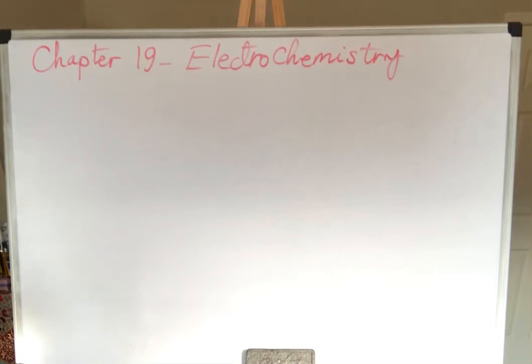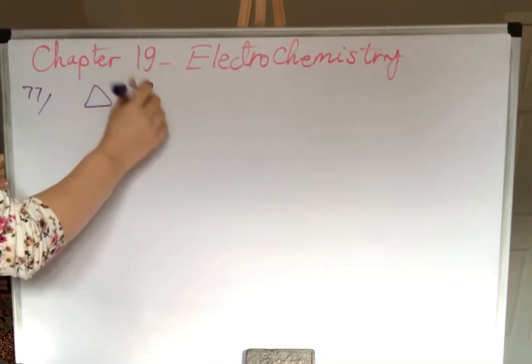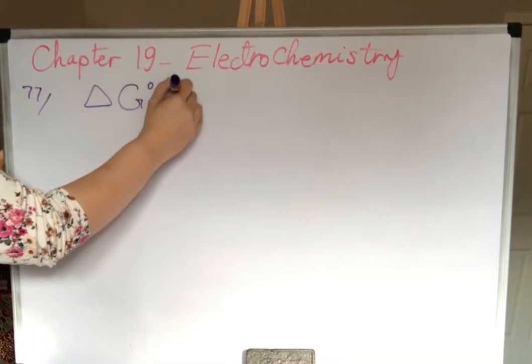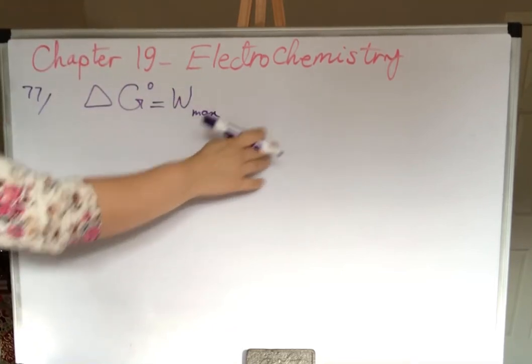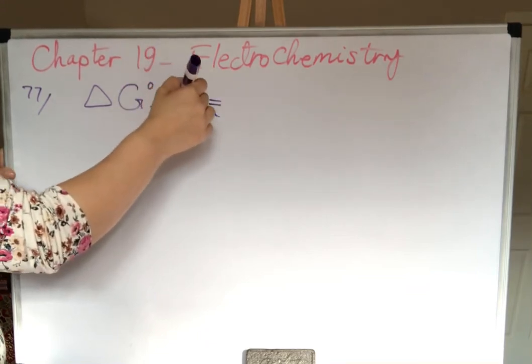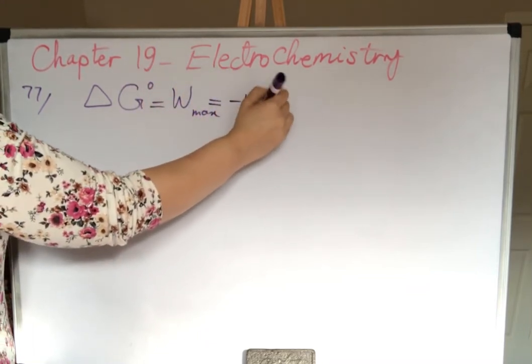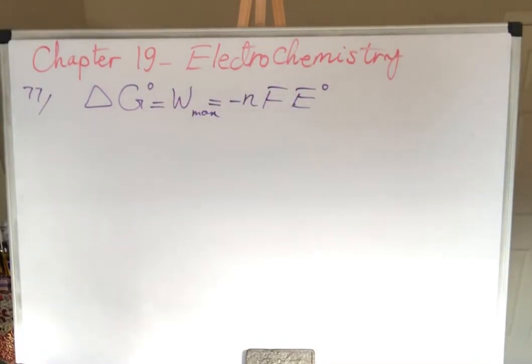We start this part of the video with slide number 77. The relation between delta G standard, Gibbs free energy, and maximum work. You remember you had it in the previous chapter, and you just learned that this maximum work is minus nF E standard of the cell. So let's work on an example.